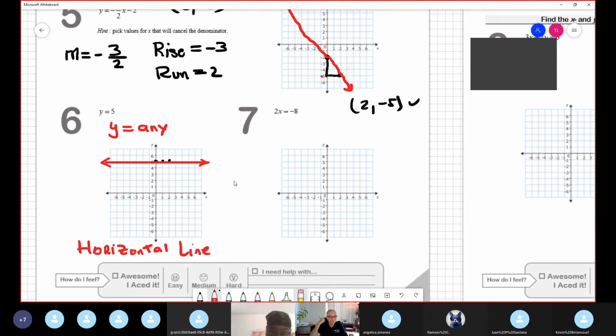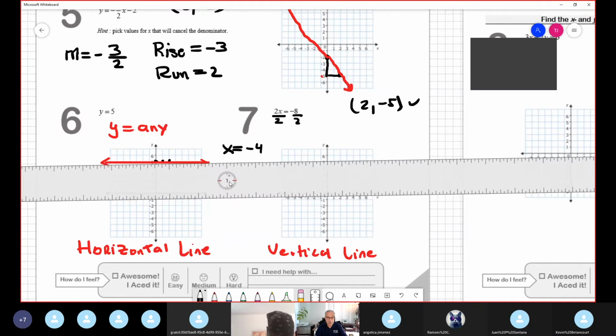And number 7, so now it's different. The missing variable is y, so I'm detecting it is a vertical line, but passing through one point. Oh, well, this is a little bit confusing. It's tricky. No, it's x. You solve for x, x alone. You divide by 2. So x is equal to minus 4. Therefore, it's a vertical line passing through negative 4.